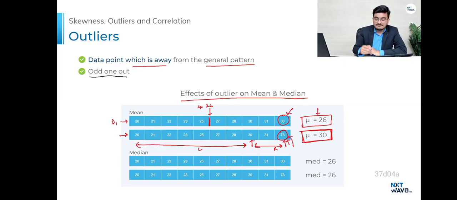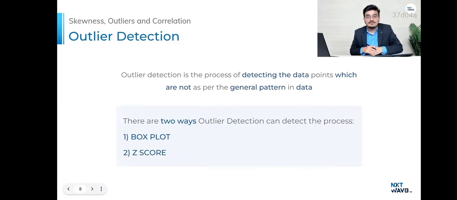But if we calculate the median for these data sets, in both cases it will pick out the two central elements, and the average of these two will be our median, which will be 26 in both cases. Hence, when our data is affected by outliers, it is suggested to go with the median rather than the mean because our mean will be affected. Now, let's discuss outlier detection.